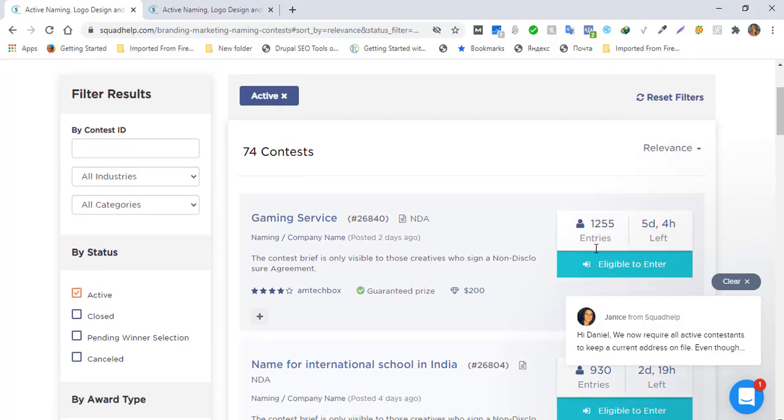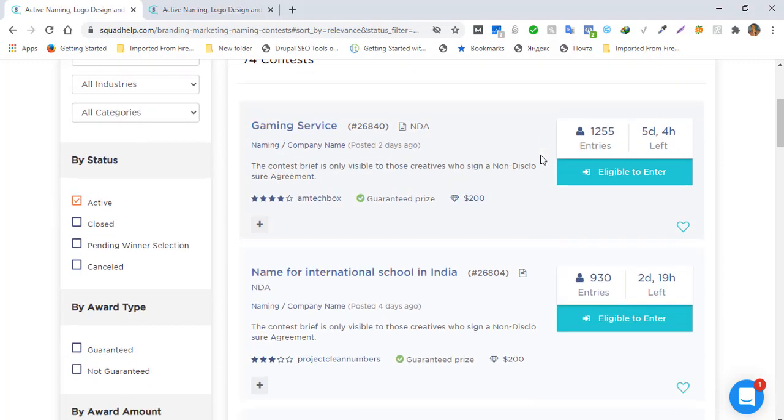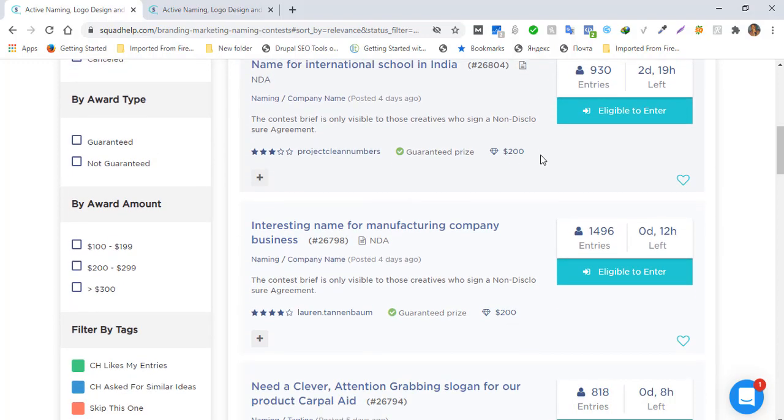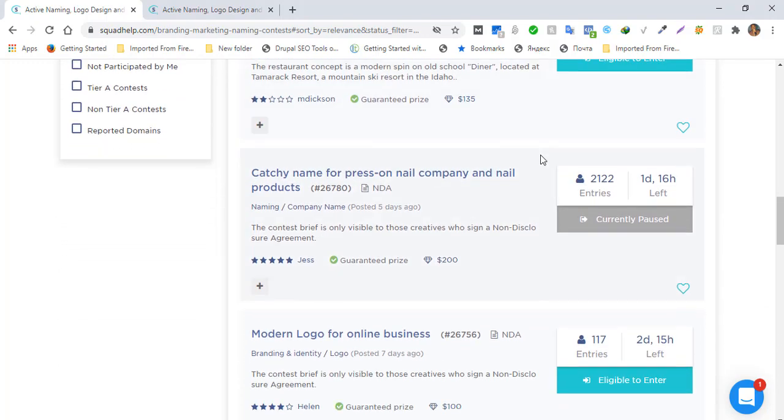All we have here now is basically their name. You see, gaming service. The contest brief is only visible to those creatives who sign a non-disclosure agreement, and this is going to pay $200. A non-disclosure agreement is basically asking you that after getting the job done, you are not going to publish it or show that you are the one that actually designed the job. Now, if you have been doing freelancing for some time, you must have come across that. It's called NDA, non-disclosure agreement.